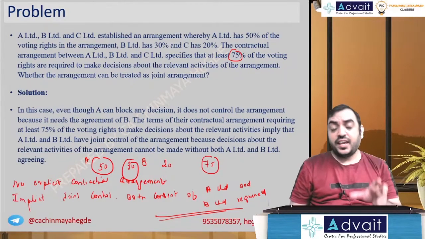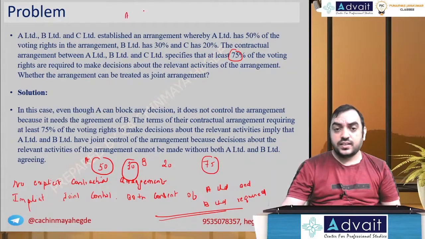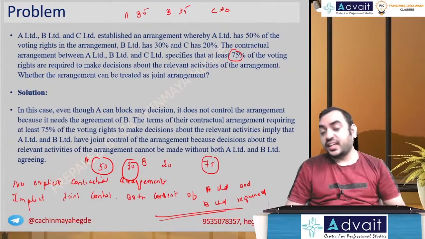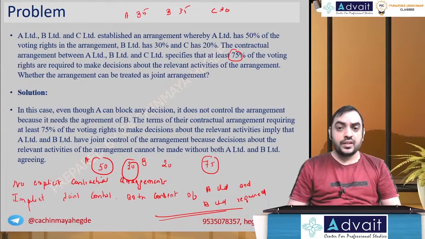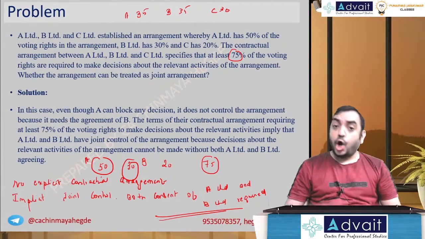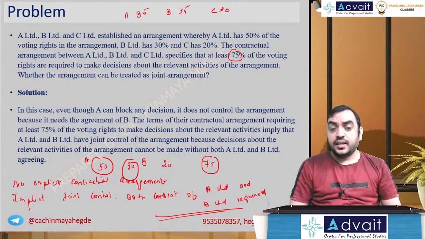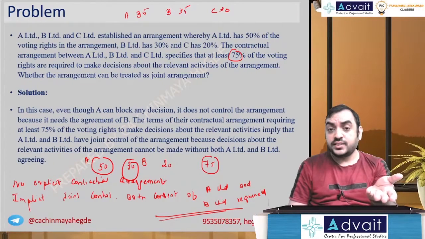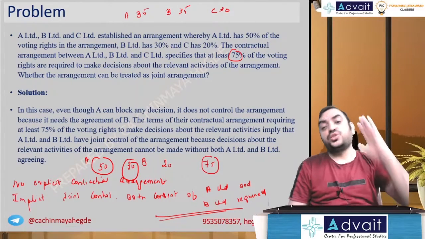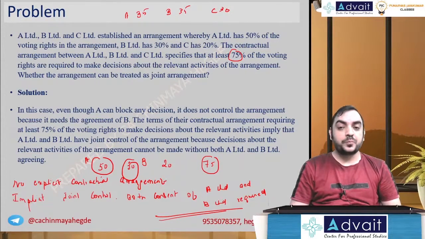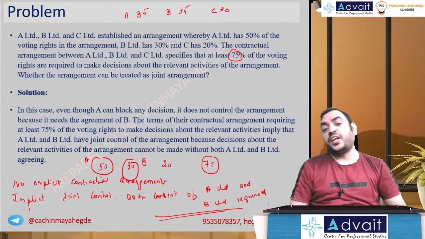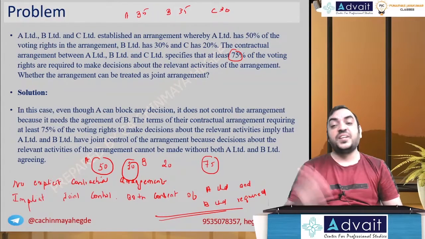Now imagine if A has, let's say, 35%, B has 35%, C has 30%. Now in this case, if the same question says at least 75%, then all three should say yes, right? Because A can stop the decision, B can stop the decision, C also can stop the decision because they have 30. And if C says no, then it will fall short of 75. So all three persons have joint control if the voting share was 35, 35, 30.